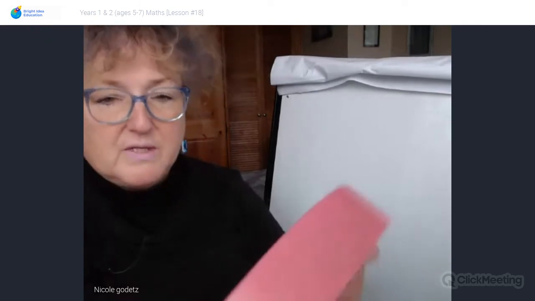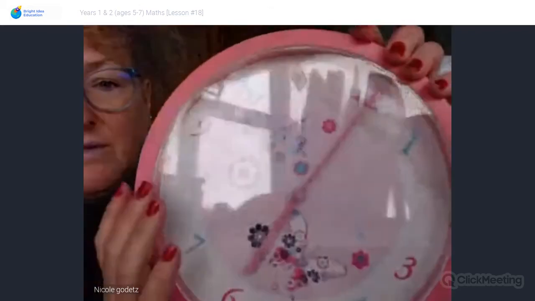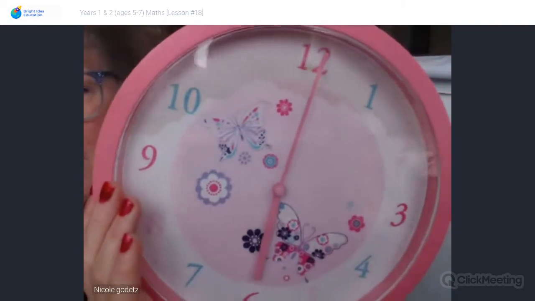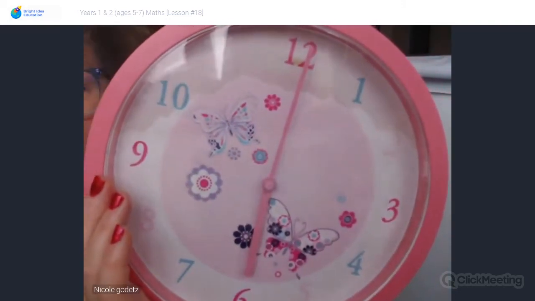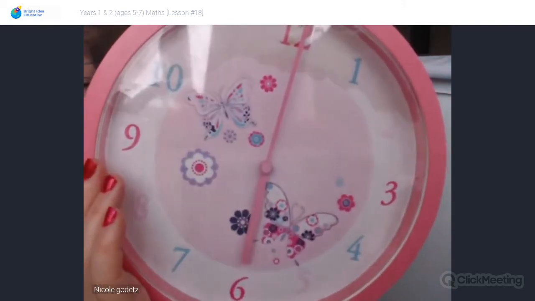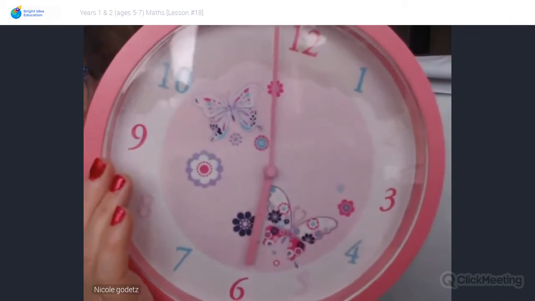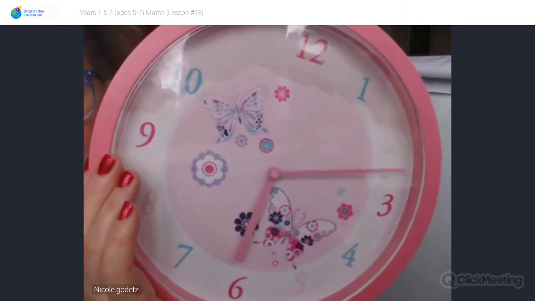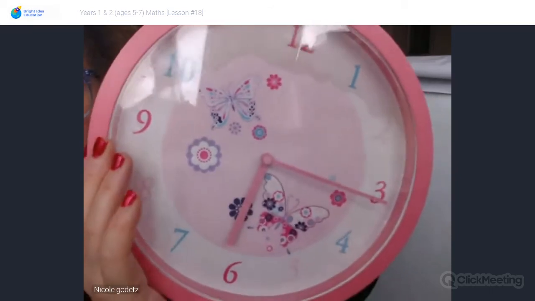Let's have a little look. I've got a clock here, and I hope this shows. Yes, it does. Okay, this clock is showing 6 o'clock. Now watch what the hour hand does as the minute hand moves around the clock. The minute hand is moving up to 1/4 past.